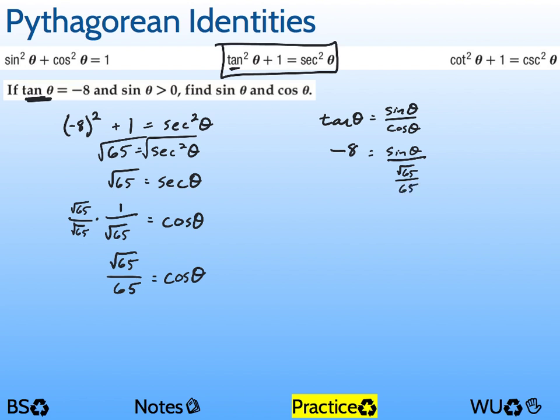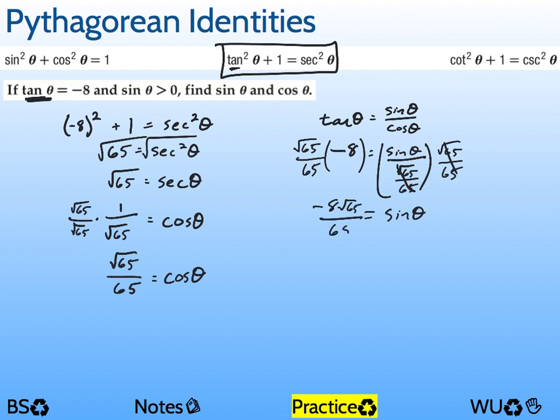To solve for sine, we just multiply by radical 65 over 65 on both sides. These will cancel, and you're left with sine of theta equals negative 8 radical 65 over 65. Now, we run into a slight problem here with the sine, because in the original problem, it says that sine is positive. Now, remembering that sine has to be positive, and that our original cosine was negative, that only leaves us one option here, is that cosine has to be negative.